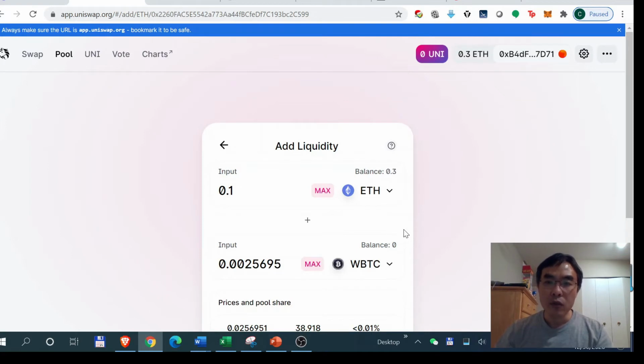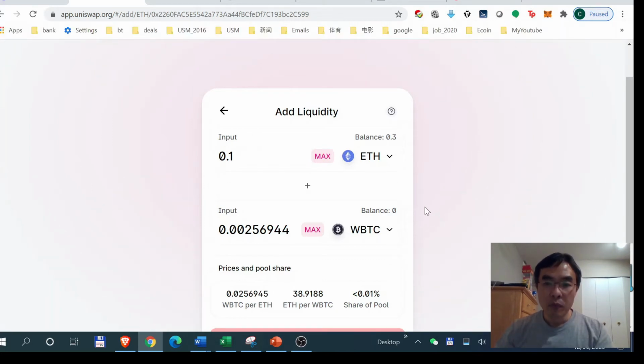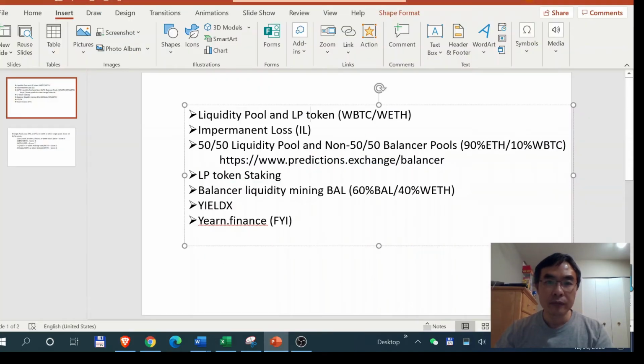Now, what is the good thing about a liquidity pool? The first good thing is, of course, as I just told you, you will earn fees from other people's exchanges. The second best thing is that we can use it to do DeFi. And before I talk about how we use a liquidity pool to do DeFi, let's talk about the LP token.